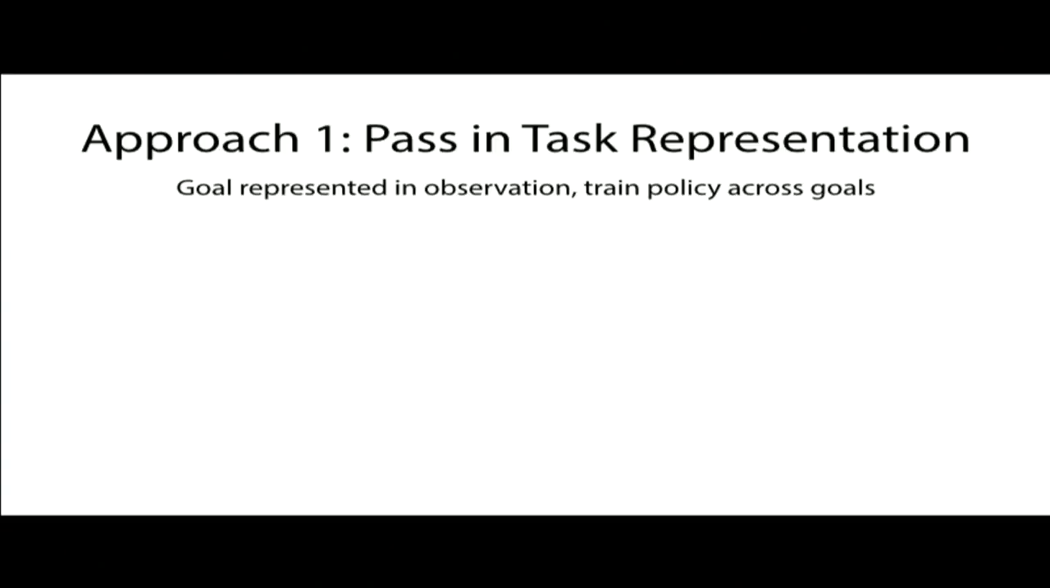If you want to be able to generalize across tasks, the first approach you can take is just to pass in a representation of your task into your policy during learning, and then train across many different tasks. The goal is represented in the observation that's fed into your policy, and then you can train your policy across many different goals and hope that when it sees a new goal that it hasn't seen before, it can generalize.